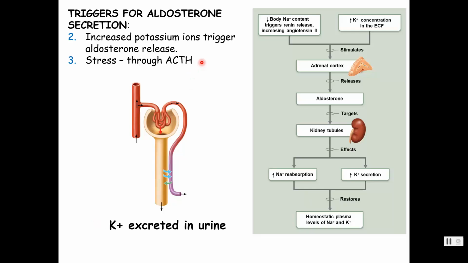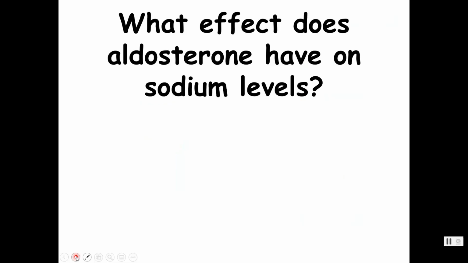We also, just don't forget, with adrenocorticotropic hormone, we will also get the release of some aldosterone that way as well, because we know blood pressure goes up during times of stress. All right, so just make sure you got it. What effect does aldosterone have on sodium levels? Are they going to go up or are they going to go down?